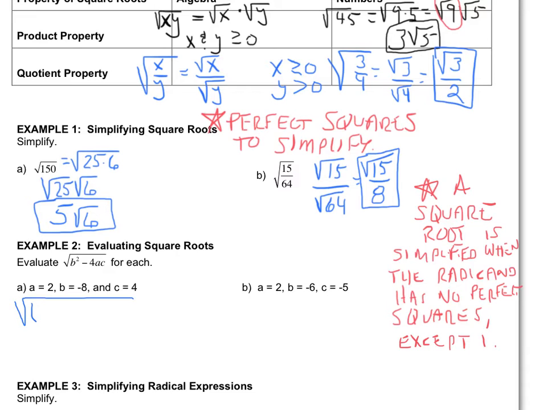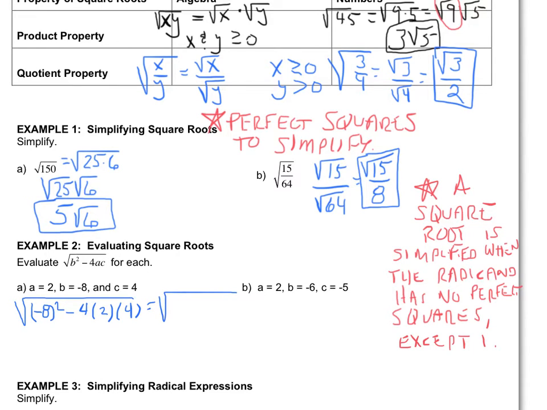B is -8, so I plug it in. 4 is always going to be there. The A value is 2. The C value is 4. Again, we're just solving this expression, so it's all regular numbers, so it is PEMDAS. The radical sign is going to be the last thing. We've got to take care of the radicand first.